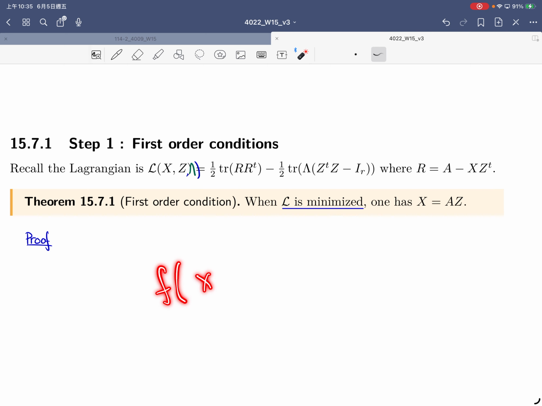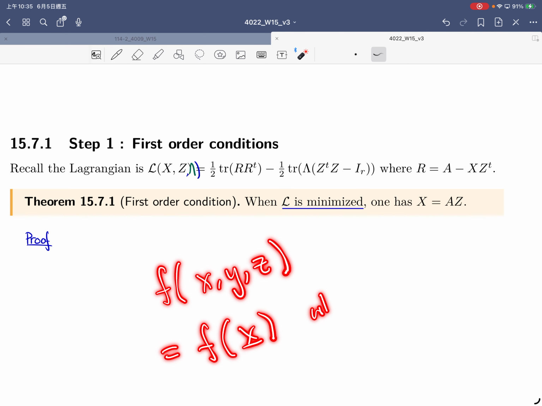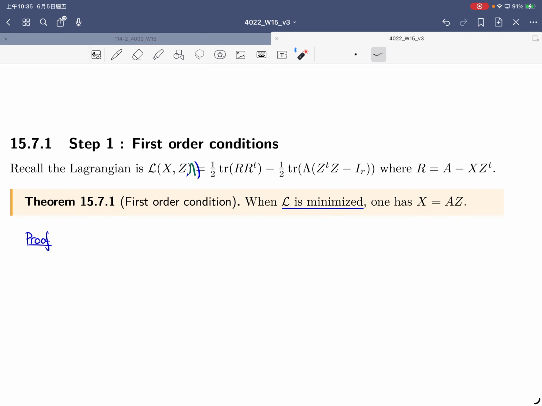For example, in Calculus 3, you may call this a three variables function, but you can also say that this is a one variable function where x is in R3. So in some way, the number of variables is not very important. But the point is that I can focus on differentiating with respect to just one of the variables, for example, x.